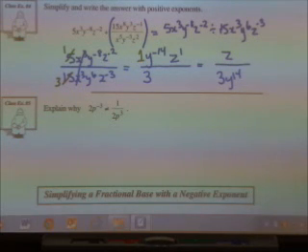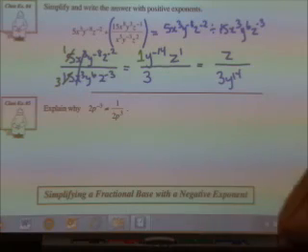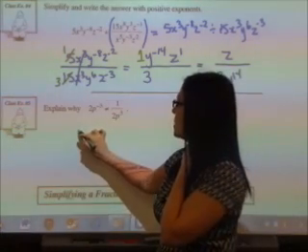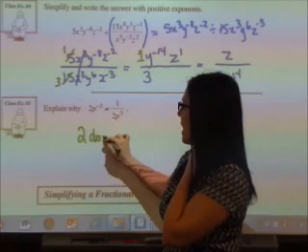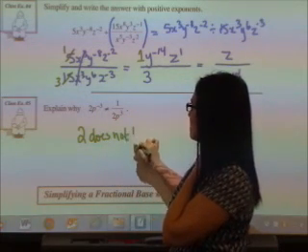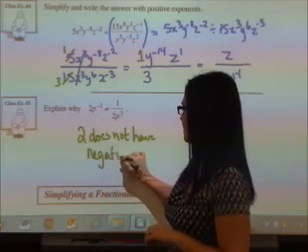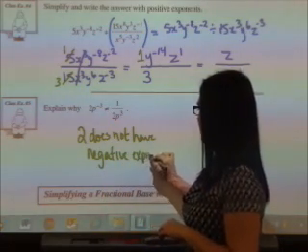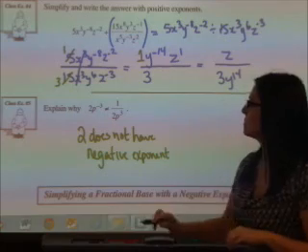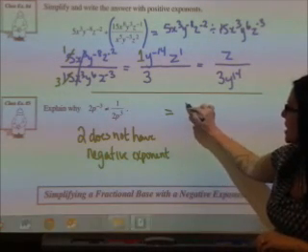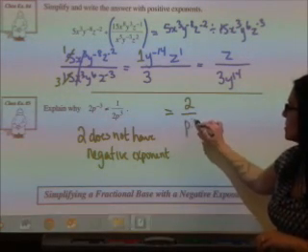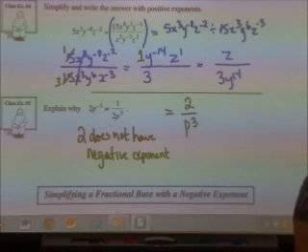Explain why 2p to the power of negative 3 is not equal to 1 over 2p to the positive 3. Because 2 does not have the negative exponent. So it should actually equal 2 over p to the positive 3.